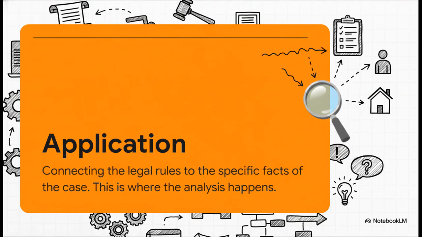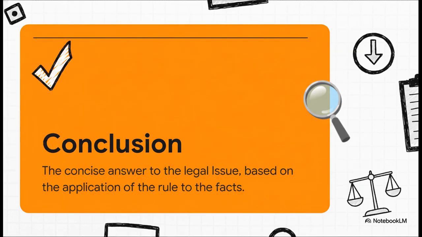Next is A for application. Now pay close attention here because this is the most important part of IRAC. This is where you move from just stating the law to actually using it. You'll connect the legal rules directly to the facts of your case. This is your analysis, and it's where you'll earn the most marks by showing your reasoning. And finally, we have C for conclusion. This should be a short, direct answer to the question you posed way back in the issue stage. It flows logically from your application and gives the final outcome. No new arguments here, just the result of your analysis.